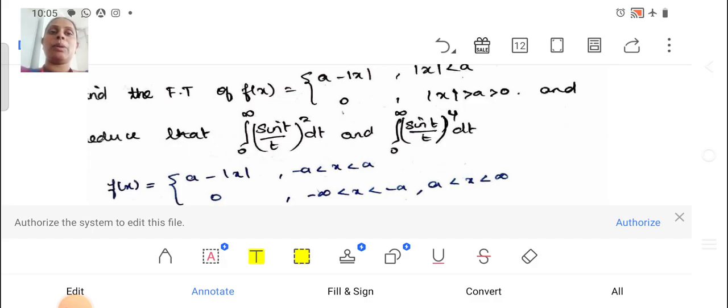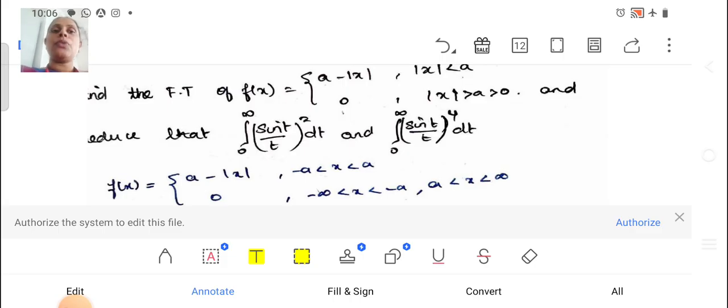Parseval's identity problem also. So find the Fourier transform of f of x equals a minus mod x for mod x less than a, and 0 for mod x greater than a, and deduce the integral from 0 to infinity of (sin t divided by t) the whole square dt and the integral from 0 to infinity of (sin t divided by t) the whole power 4 dt. So in this, first we have to solve the two deduction parts. First we have to find the Fourier transform.